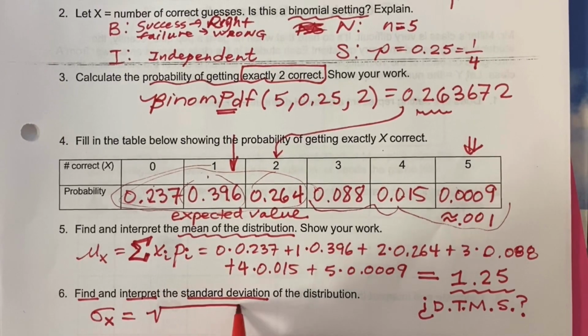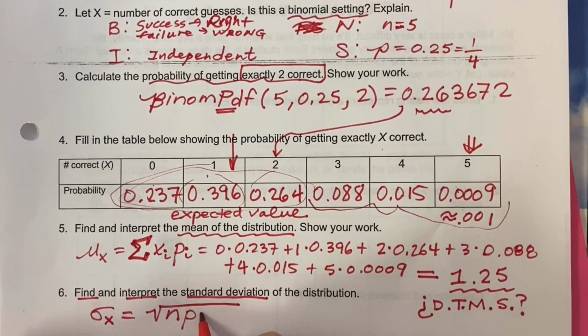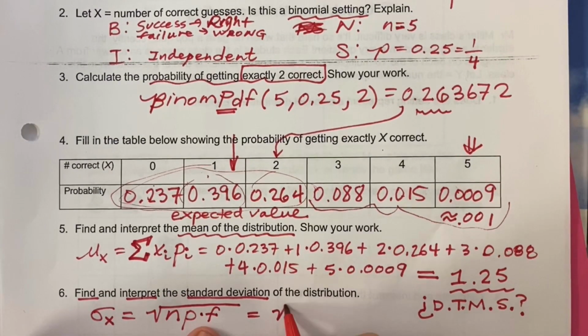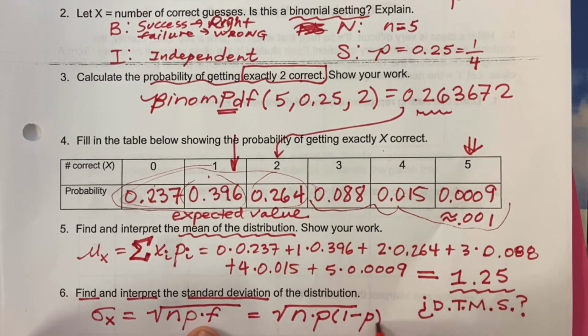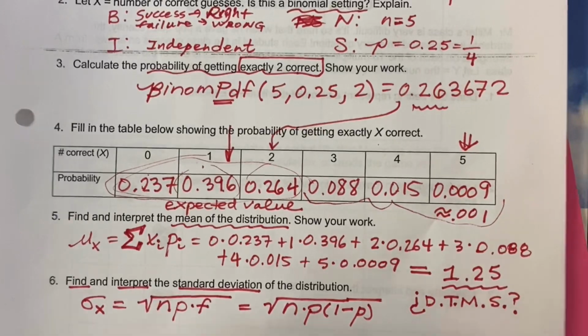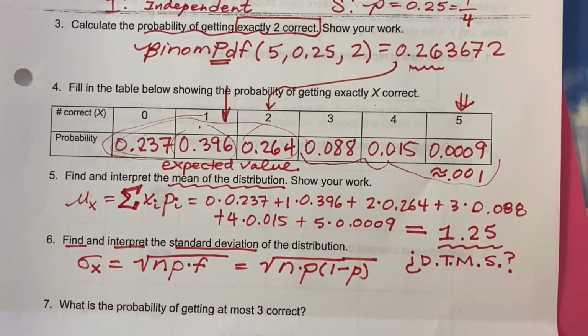So the formula goes like this. It's n times the probability of success times the probability of failure. Now, another way to look at this is n times the probability, times 1 minus the probability. And hopefully that makes sense, that these are basically the same thing. And some kids like to think of it this way, and other kids like to think of it that way.